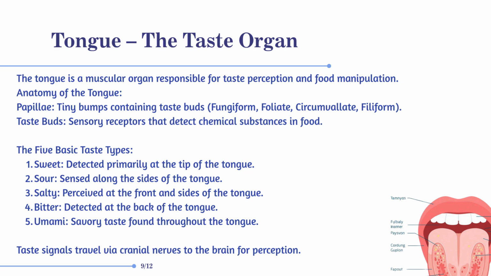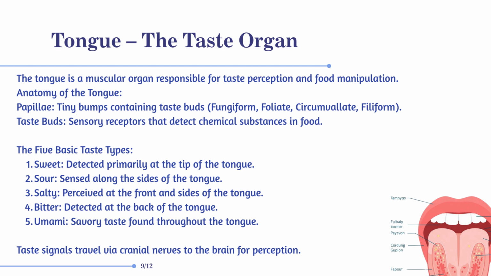Next sense organ is our tongue, the taste organ. The tongue is a muscular organ responsible for taste perception and food manipulation. It helps in taste, speech, and swallowing, and it has tiny taste buds in the form of fungiform, foliate, circumvallate, and filiform. Then taste buds are sensory receptors that detect chemical substances in the food. The five basic taste types are sweet, sour, salty, bitter, and umami.